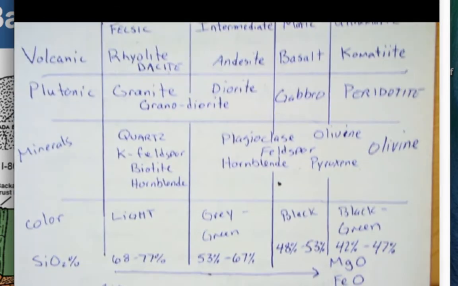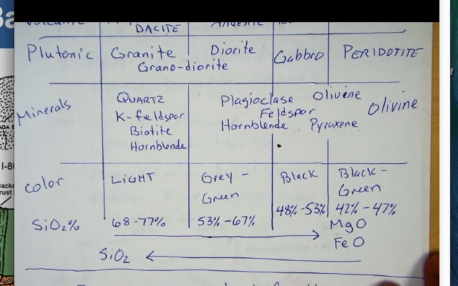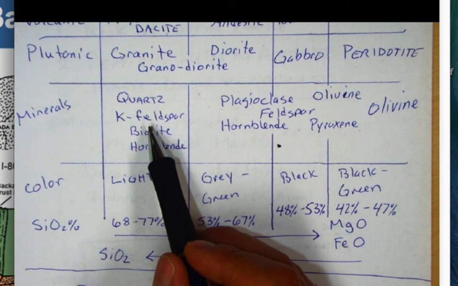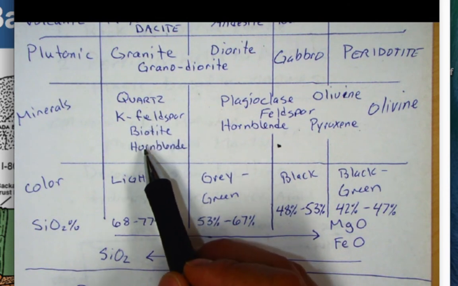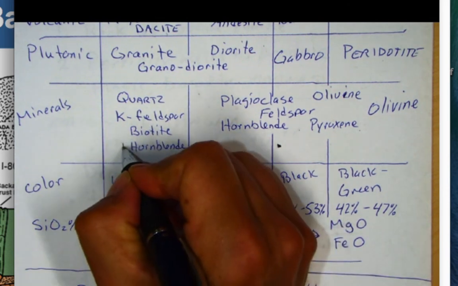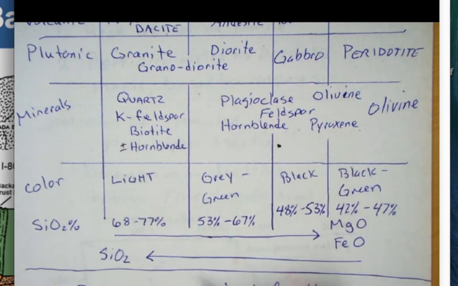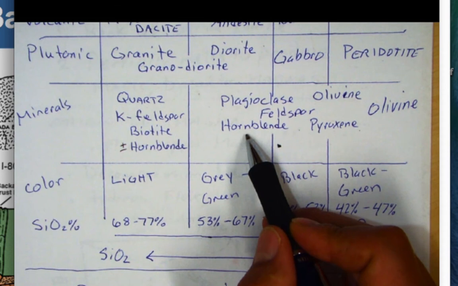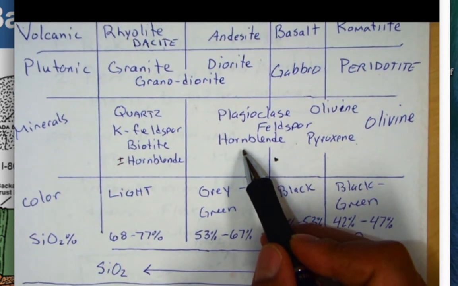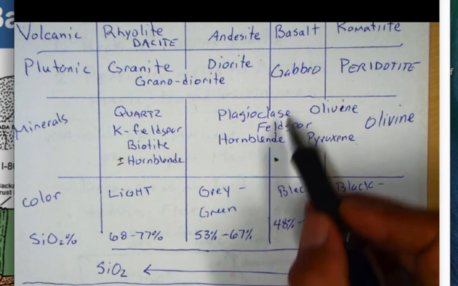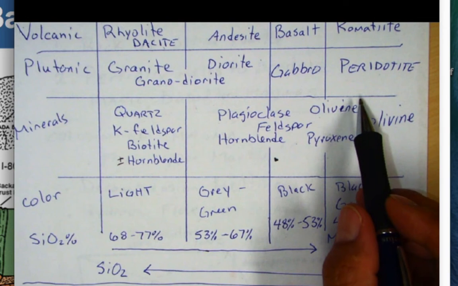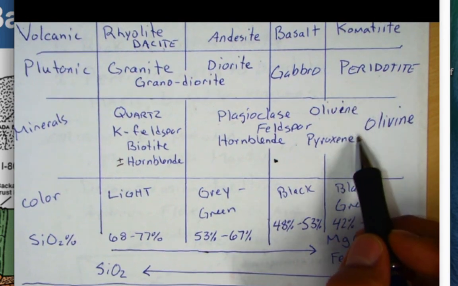Now let's look at some of the minerals present in these different types of rocks. So for felsic rocks, quartz and potassium feldspar, biotite, hornblende perhaps. Usually I say there's plus or minus here of hornblende. For the andesites, plagioclase and hornblende. That's two of the main minerals we see in andesites, or intermediate rocks. For mafic rocks, olivine and pyroxene. For the ultramafic rocks, certainly olivine and some pyroxene, right?